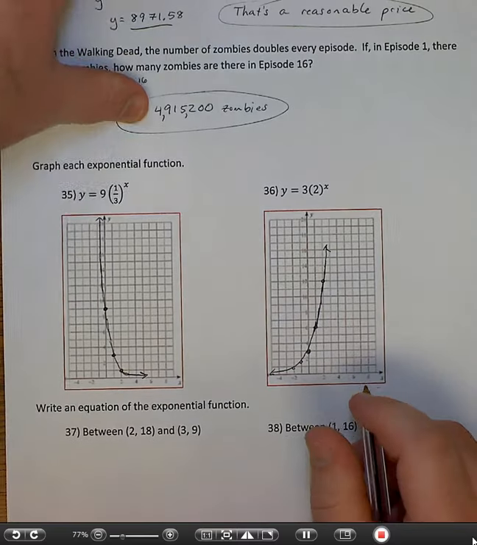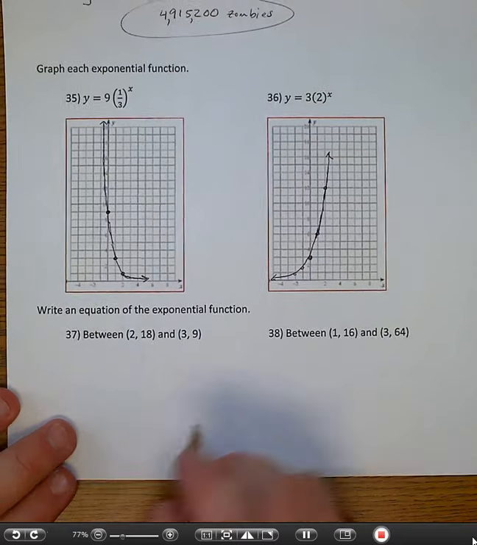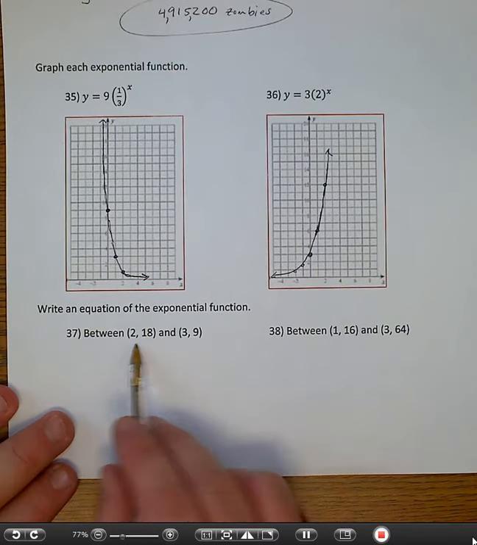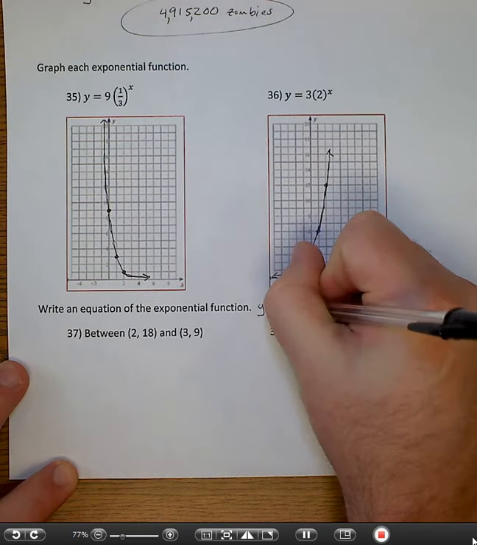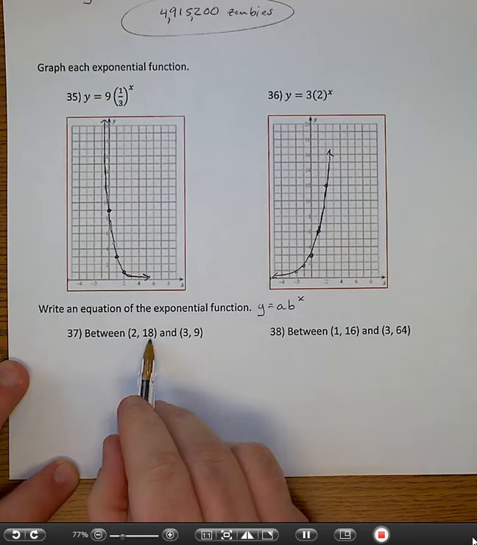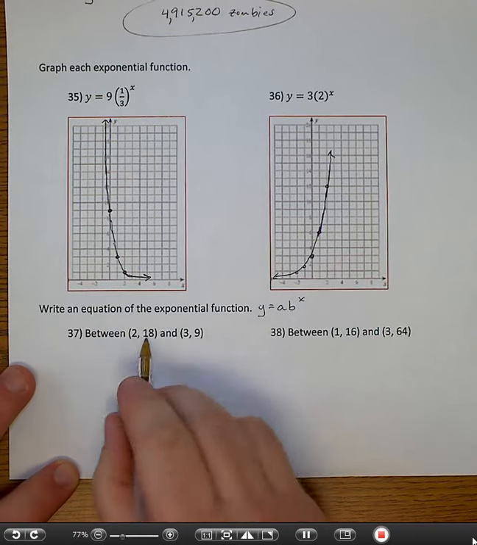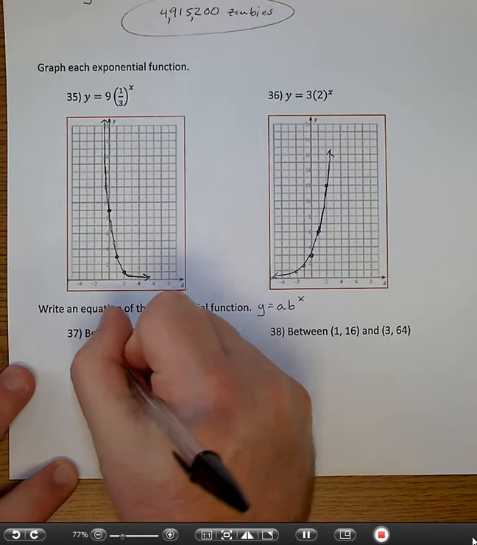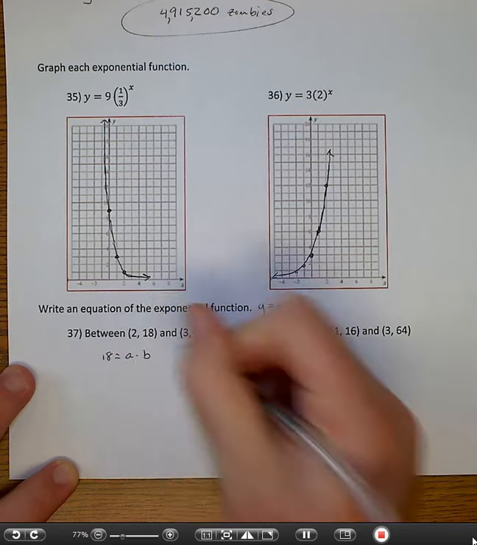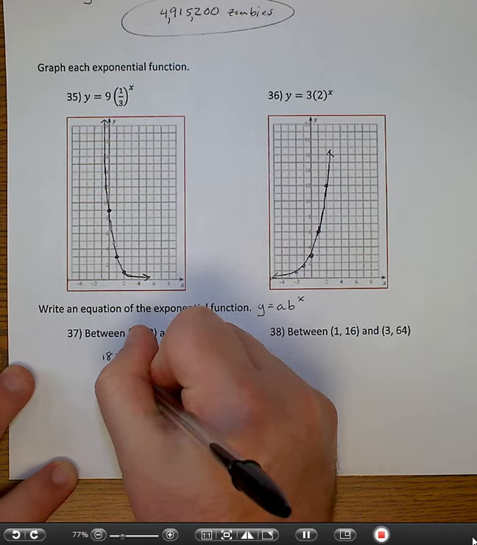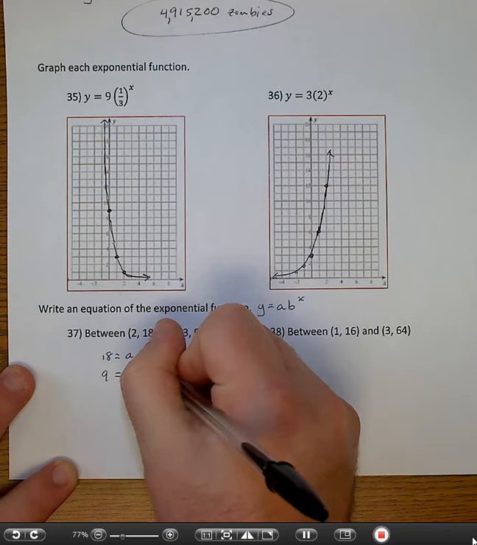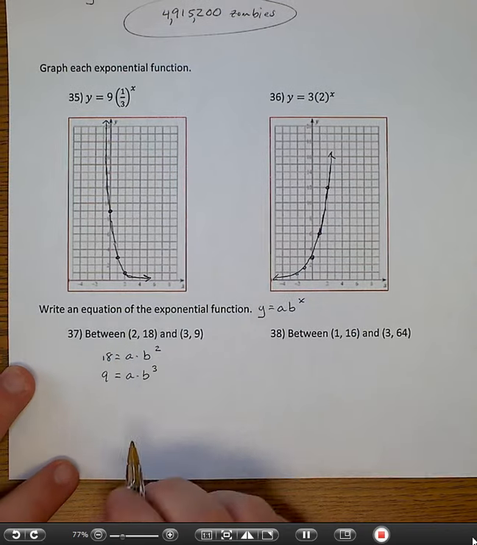Okay, last thing, writing an equation of the exponential function. Giving you 2 points, I'm going to write the equation. So y equals ab to the x. I've given you x and y. I'm going to plug those in. 18 goes in for y. X is 2. 9 goes in for y. X is 3. Actually, I'm going to fix that. I'm going to switch those around.